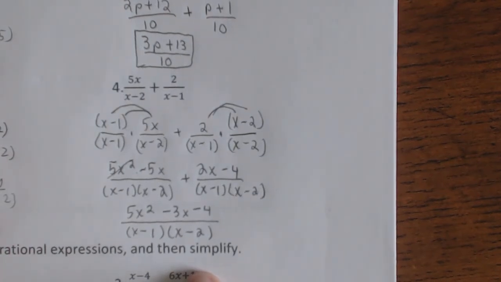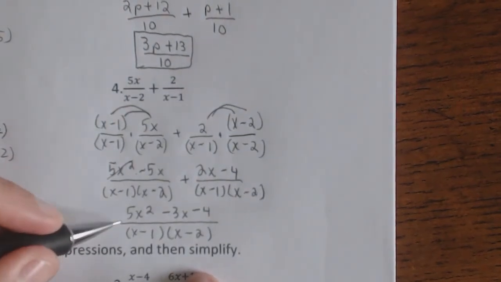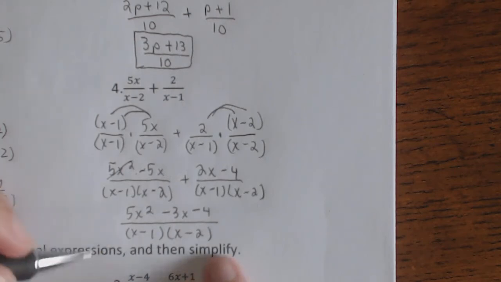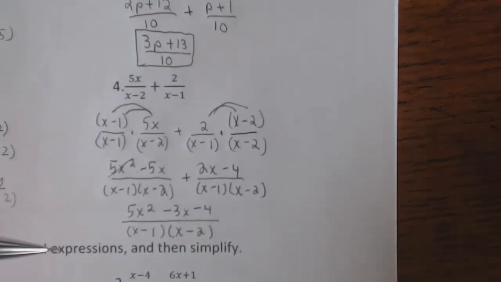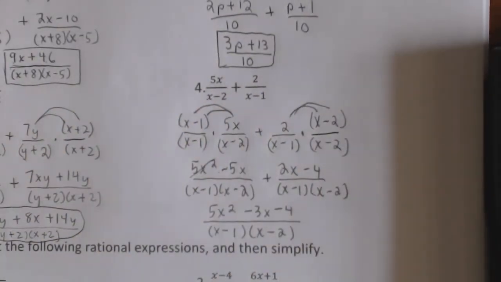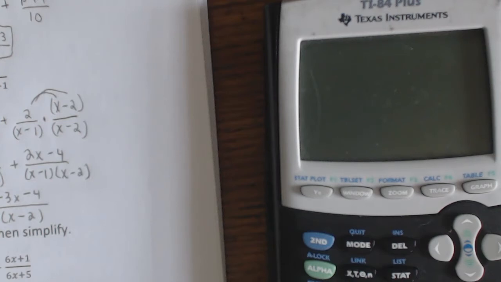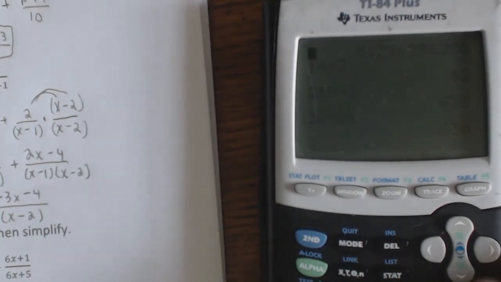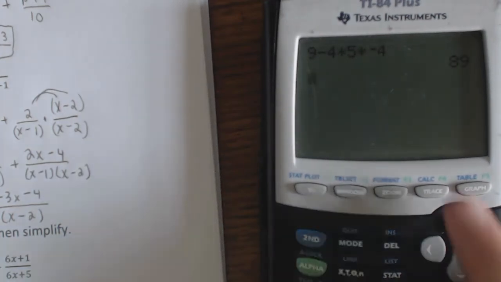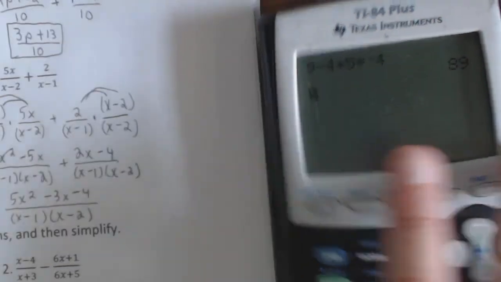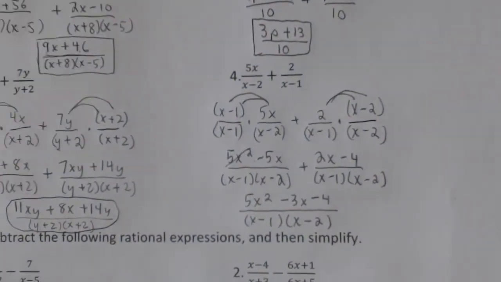Now we've created a quadratic trinomial, so I need to try to factor that, because what if it has an x minus 1 and an x minus 2 in there? A quick way to do that is the discriminant, b squared minus 4ac. So if I type in negative 3 squared, which is 9, minus 4 times a, which is 5, times c, which is negative 4, I get 89, and that's not a perfect square, so I know that doesn't factor. But I checked.